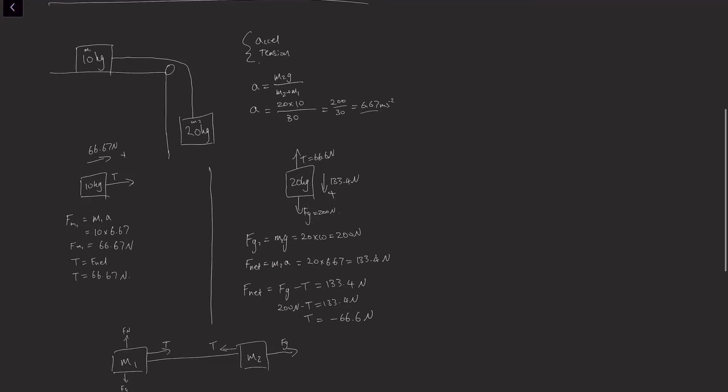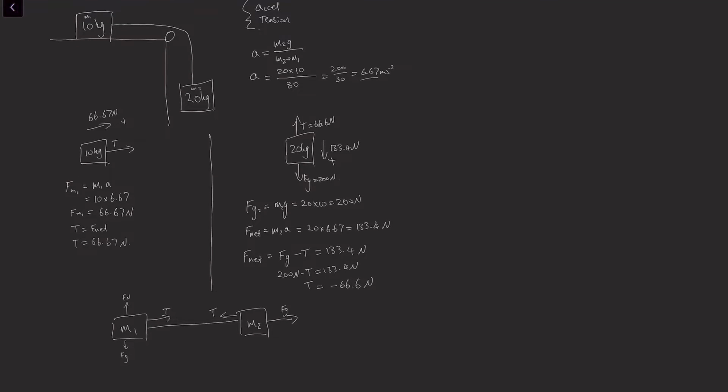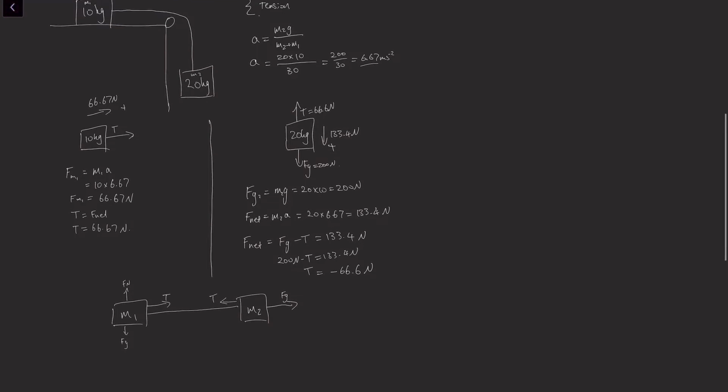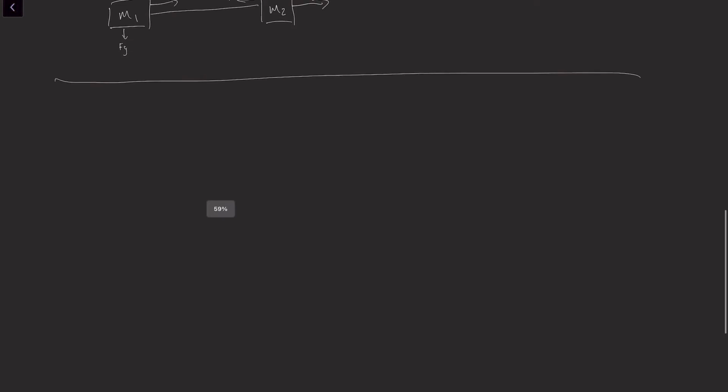So now you've found the tension force in the rope connecting these two blocks, and you've also found the acceleration in that this system is moving. Both of these blocks are accelerating at 6.67 meters per second squared, which makes sense because it can't be free fall because there's another block that's resisting that movement. Good. So now let's move on to a slightly more complicated question.